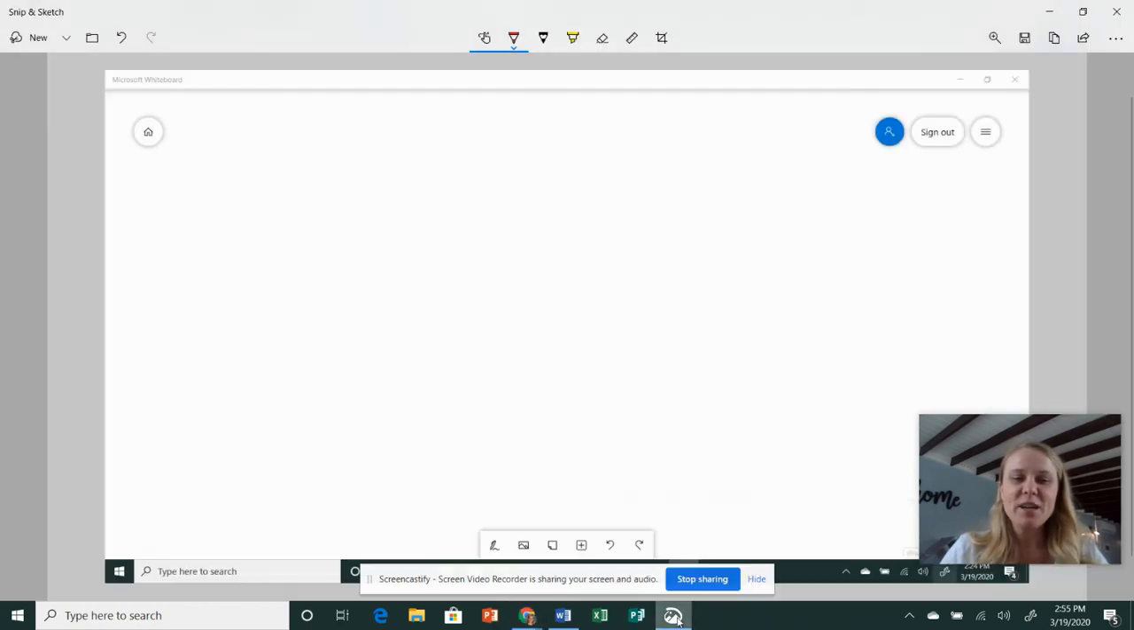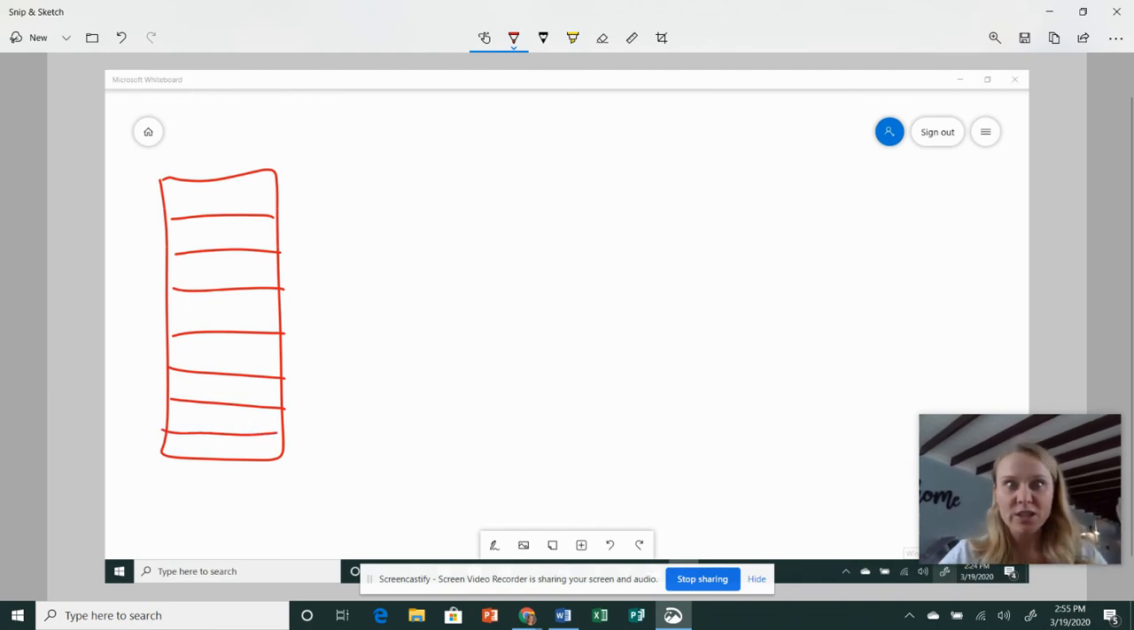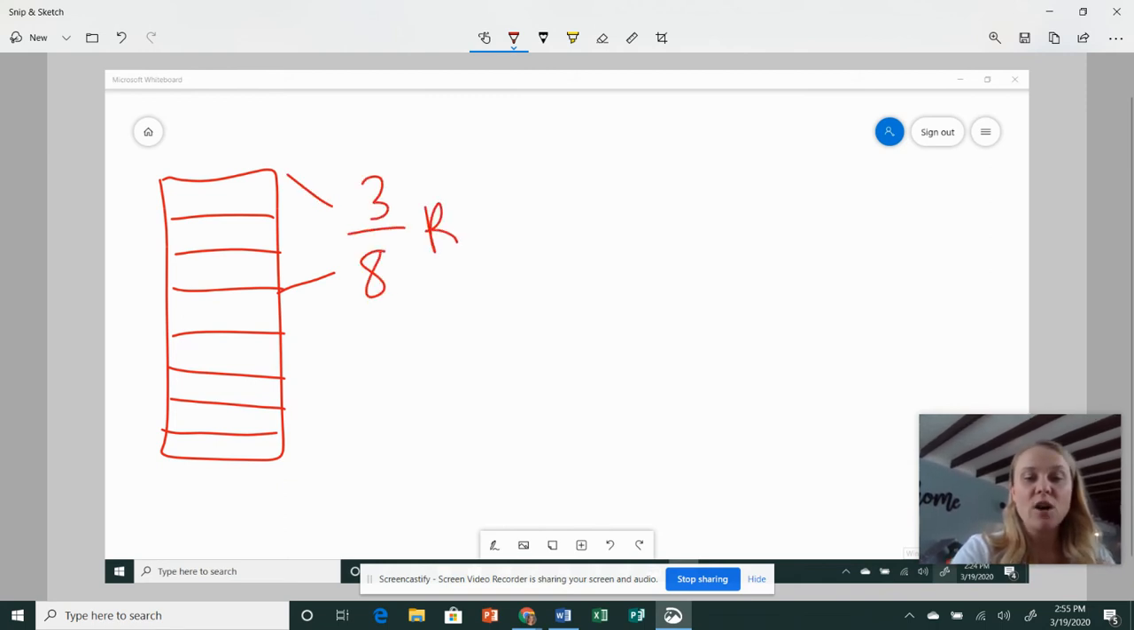So if we go to our problem, this time the fraction was 3/8. So that means we need 8 boxes. 1, 2, 3, 4, 5, 6, 7, 8. My boxes always get smaller at the end, right? Okay, so 1, 2, 3. So 3/8 of the book he had already read. I'm just going to put an R for read. Okay, but that was page 51.